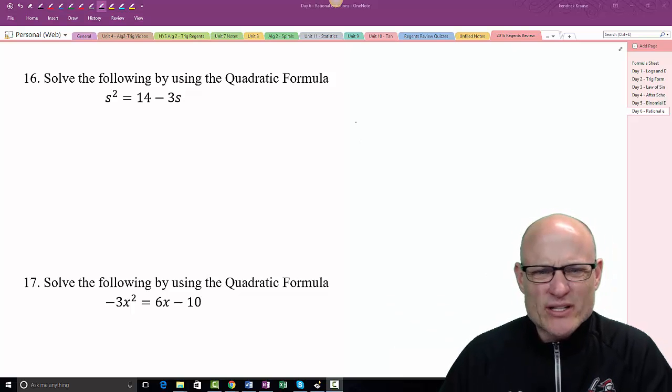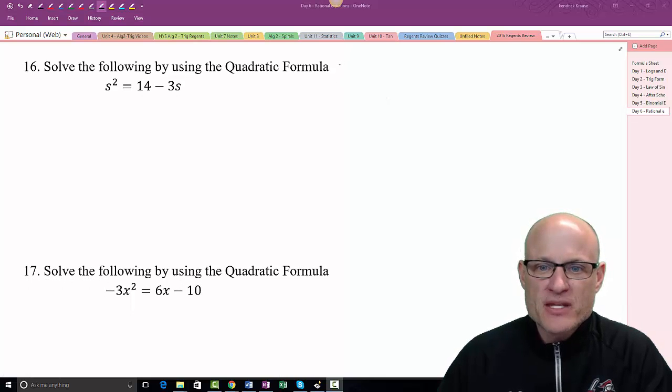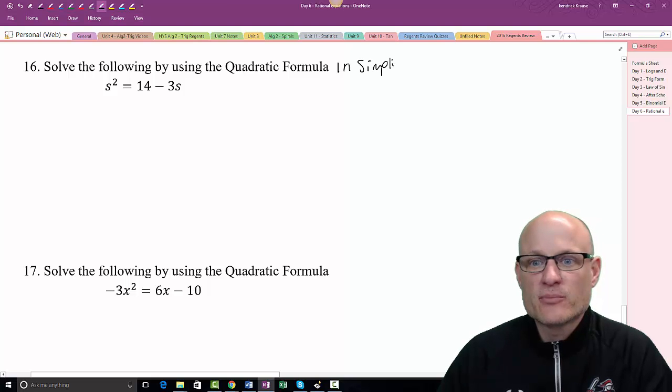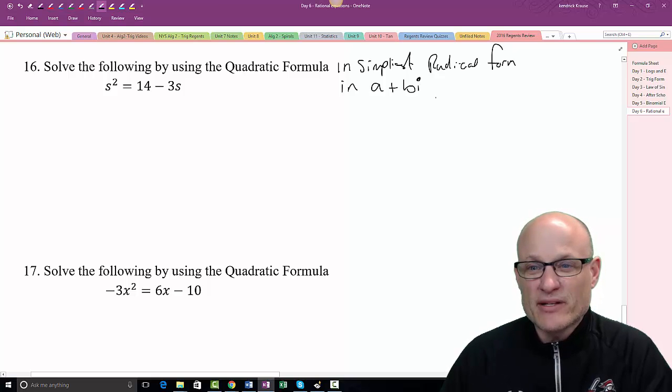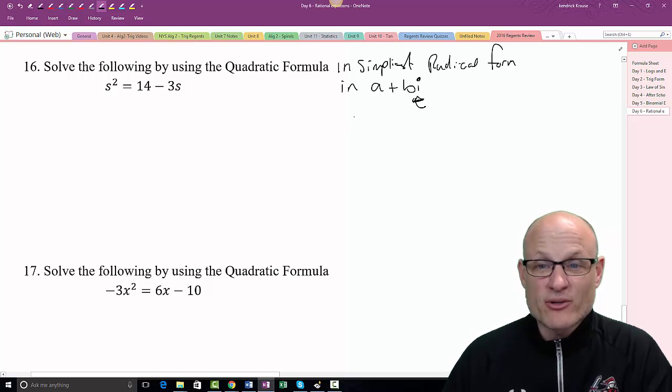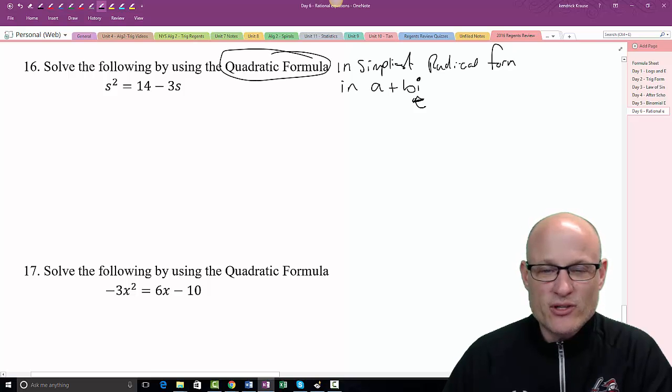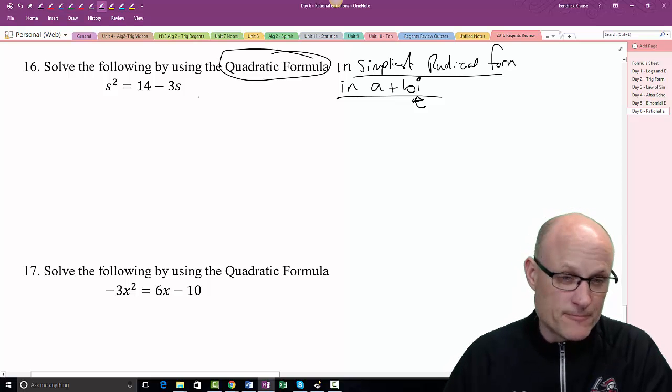Now, they're not going to tell you that you have to solve using the quadratic formula. You're going to see things like in simplest radical form, or in a plus bi form. If it says a plus bi form, that means it's going to be imaginary. It means you're going to have a negative under the radical. Or it could just say round to the nearest hundredths or something like that. They're not going to tell you that you have to use the quadratic formula. It'll either say in simplest radical form or in a plus bi form, or it'll say rounded.